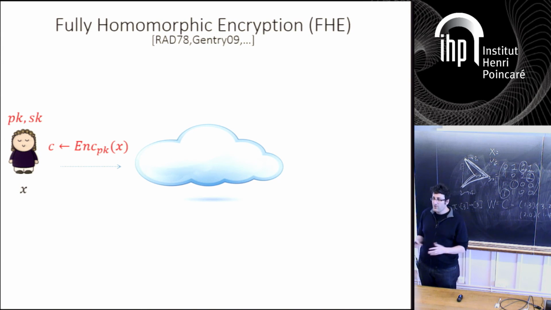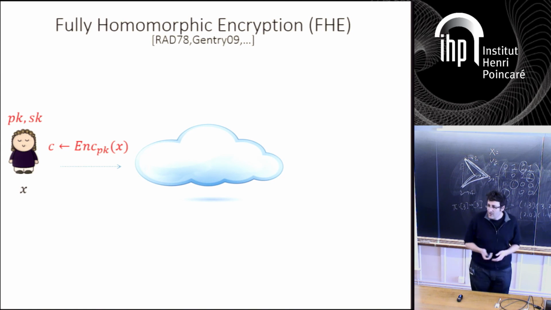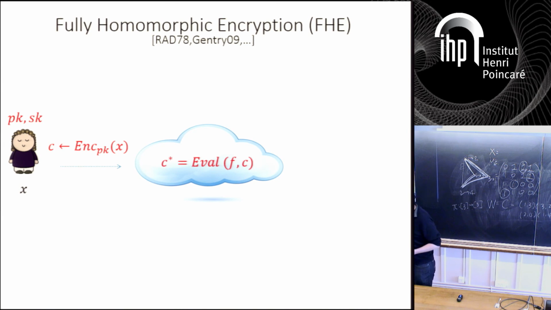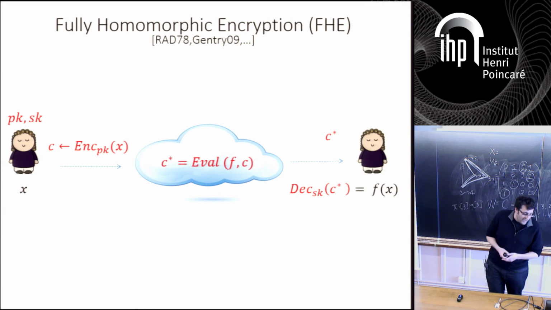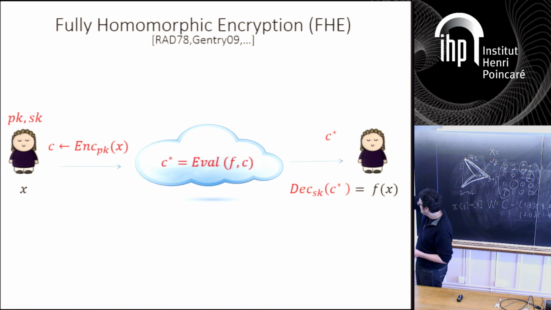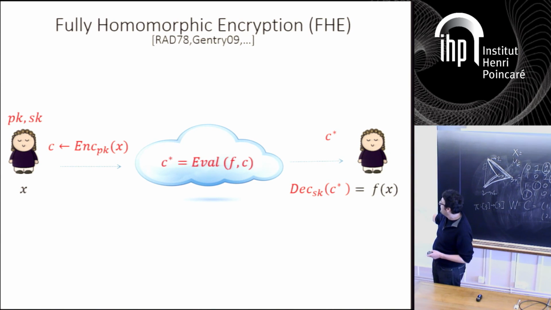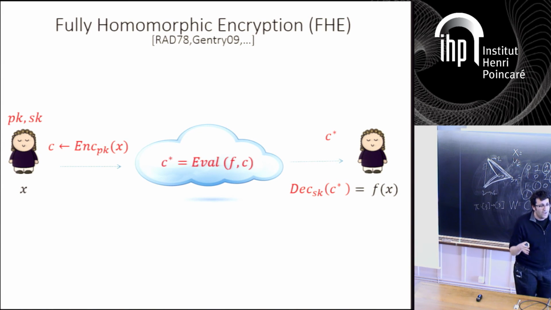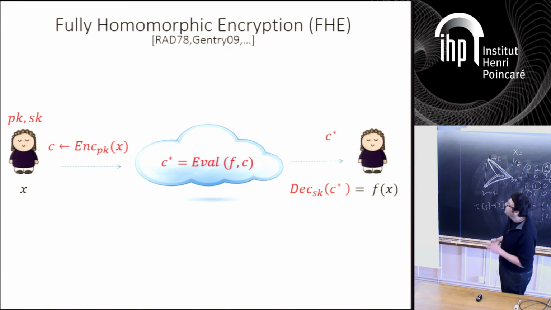But now the user wants the cloud to actually do something useful with this data, compute some function over it. So you want the cloud to evaluate some function of the data. Of course, the data is encrypted. And so what we'd like is for the cloud to be able to compute some function over the data by actually operating on the ciphertext. So manipulate the ciphertext and output some ciphertext C star, which is an encryption of f of x. So if you decrypt C star, you get f of x. By manipulating the ciphertext, you're really operating on the plaintext. That's the goal here. That's why it's called fully homomorphic encryption.